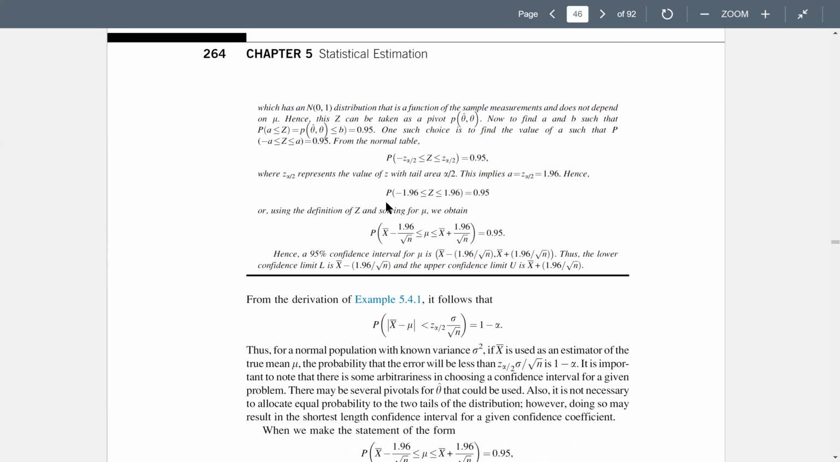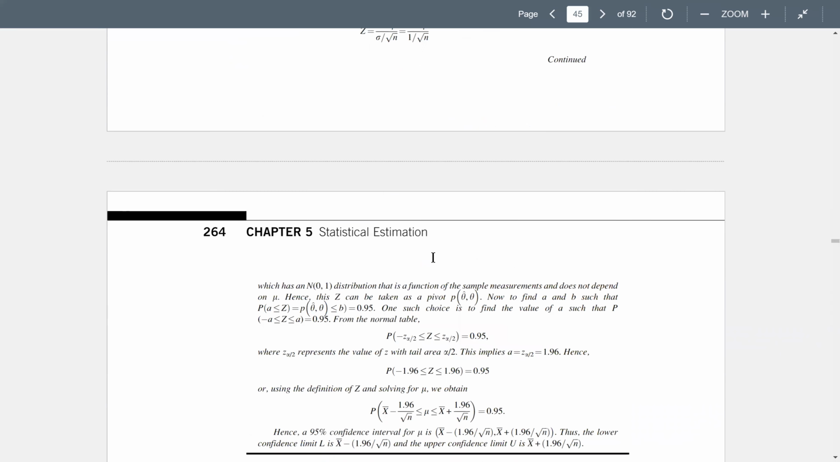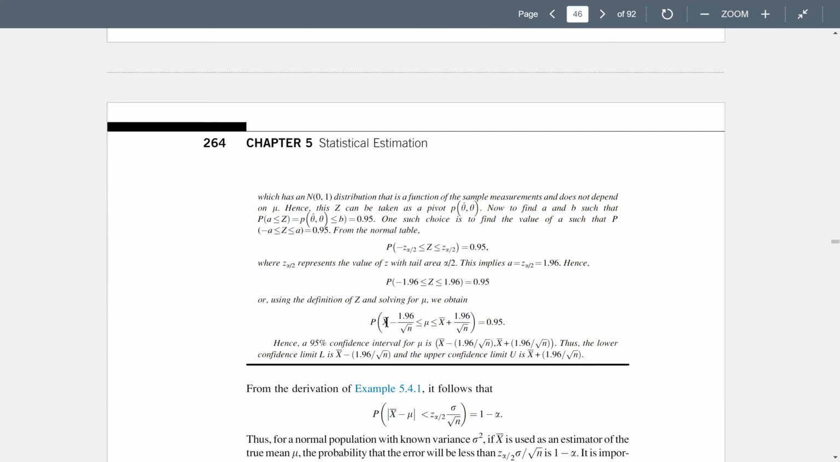All right, so with that, you plug in z equal to x bar minus mu over sigma over square root n. Right here, you plug that in. Rearranging it, you will get that. And guess what? That's the pivotal method, because you successfully constructed the upper bound and lower bound to capture mu.